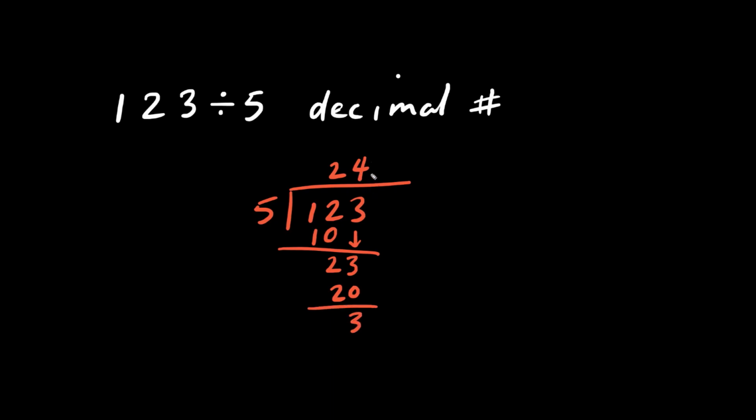Now we reach the end here of 1, 2, 3, the ones column, so we put a decimal here towards the right, and we drop a hidden 0. 5 times what is 30? It's 6. 5 times 6 is 30, and we subtract, and there's no remainder, so we're done. 123 divided by 5 as a decimal number is 24.6.